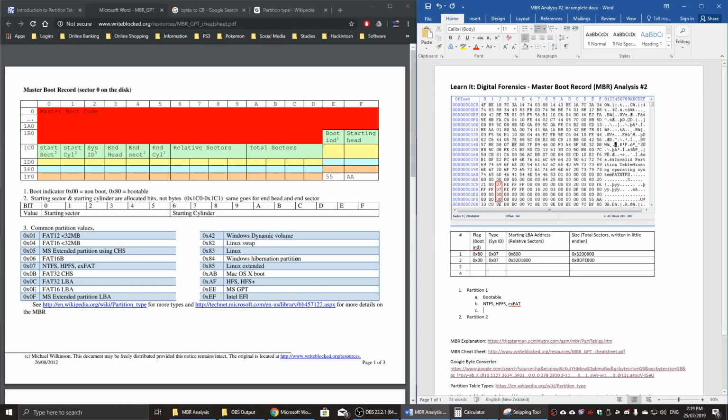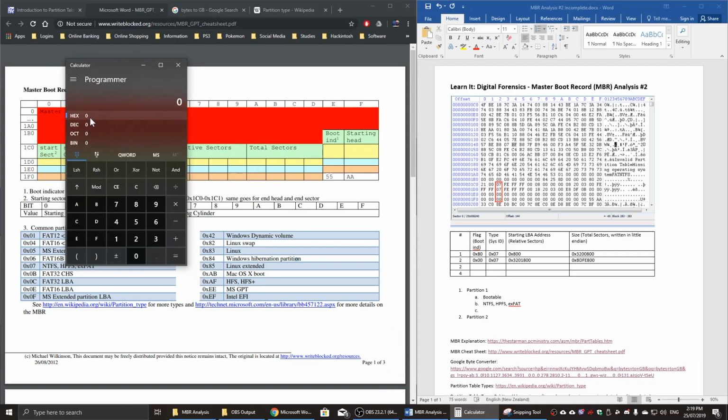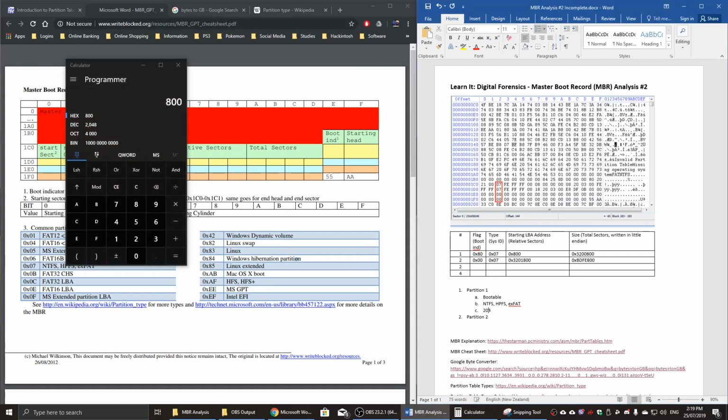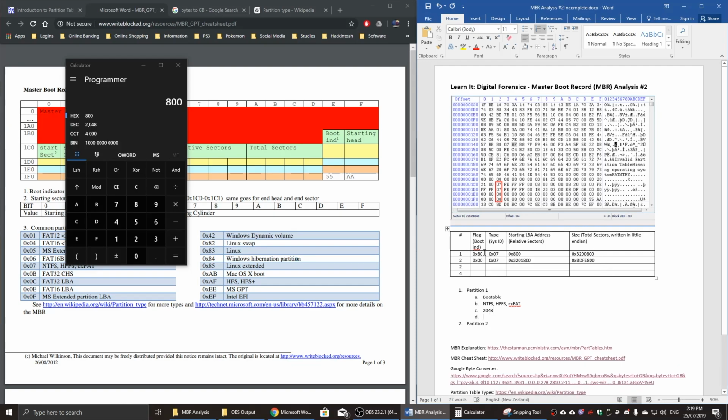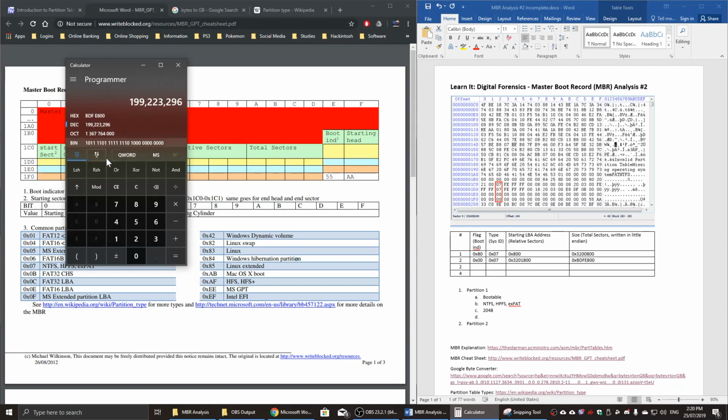And the starting LBA, we need a calculator for this one. We're going to change our setting to programmer, so that we can also write hex numbers. And hex 800 is 2048 in decimal. And the size, we have to multiply it by 512, because in MBR there are 512 byte sectors. So we're going to take this particular digit, paste it there, take the decimal value of that, multiply it by 512, and that's what we get.